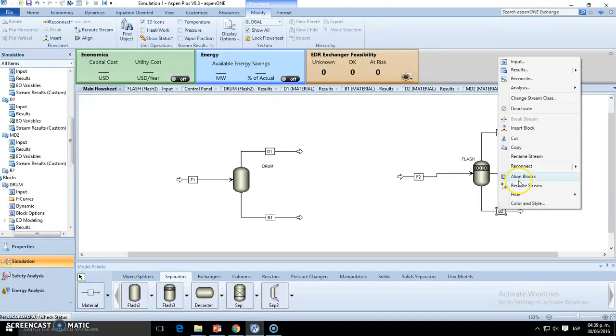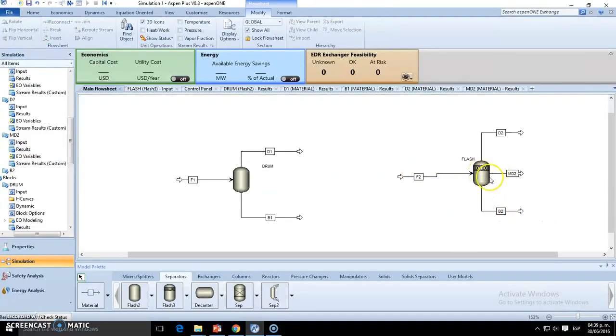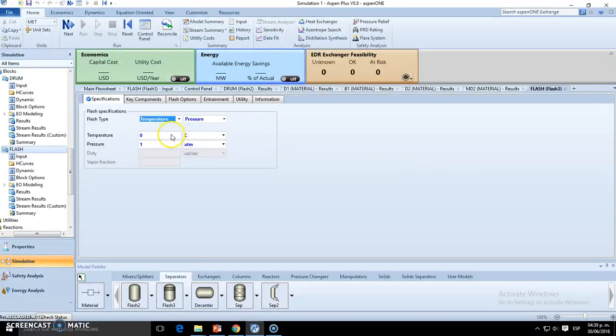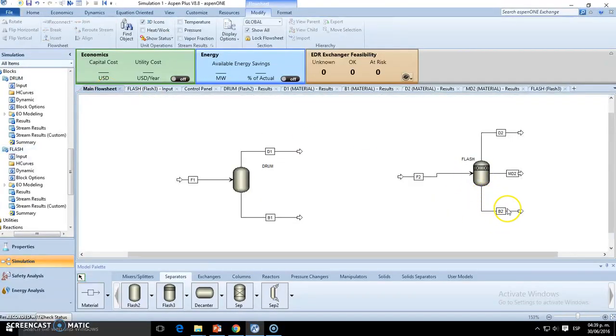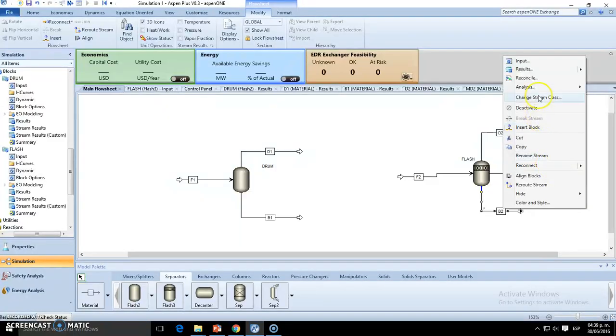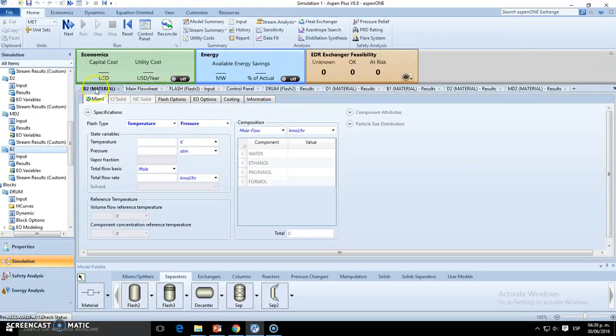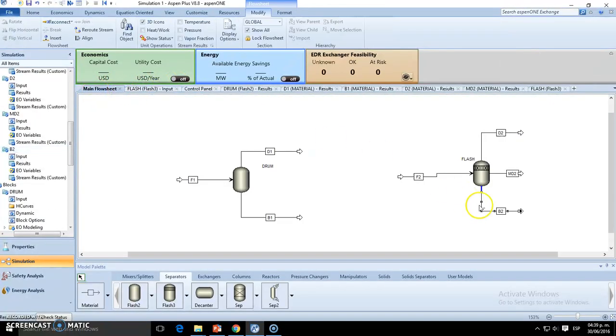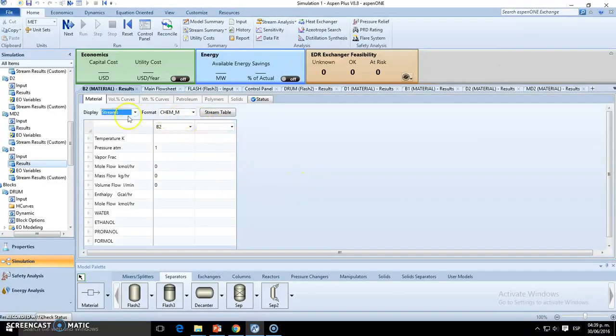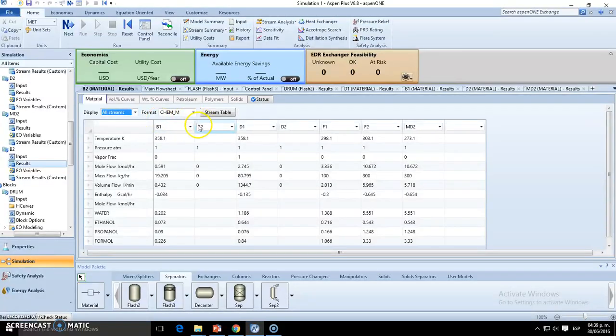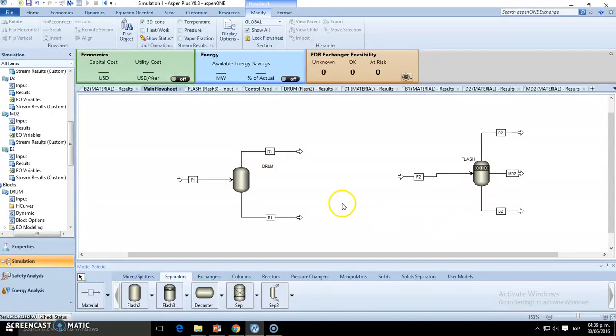And finally, since the temperature was 0 Celsius, because it's too low, you will expect plenty of liquids going through here. So let's check out this. Results, all streams. As you can see, there's plenty of kilomole in the streams. So this is how you use the drum.